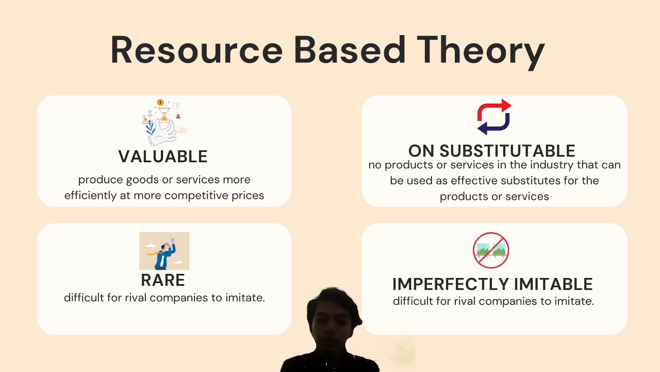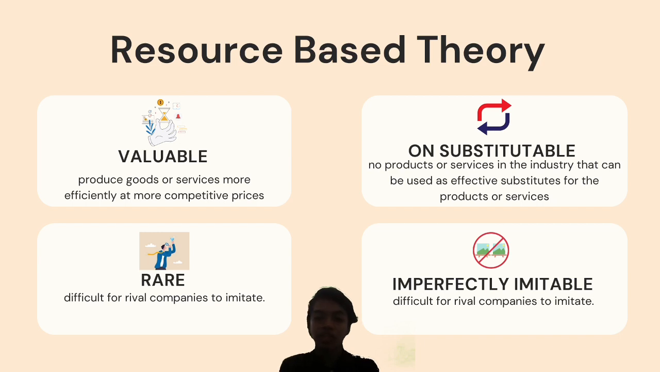In resource-based theory, we can analyze the competitive advantage approaches that lie in the characteristics of an industry. By understanding the spectrum of an industry profile, we can determine the possibility of a company to compete. The factors are known as VRIN: valuable, rare, imperfectly imitable, and non-substitutable. The first one is valuable. With this advantage, companies can produce goods or services more efficiently at more competitive prices, which can help increase profit margins. And second is rare.